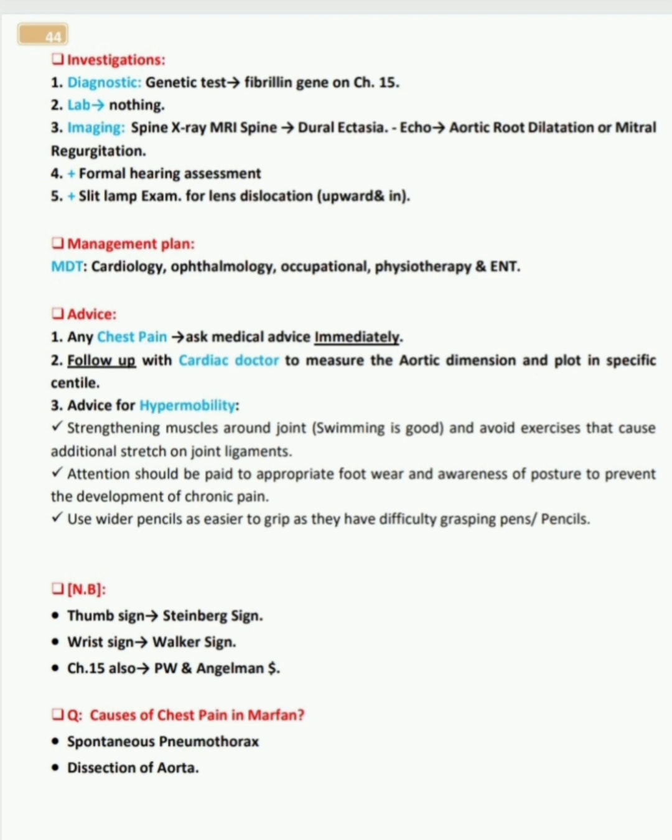Note, the important positive signs we find in Marfan syndrome I already discussed. These are thumb sign, positive Steinberg sign, and wrist sign, another name is Walker sign. Chromosome number 15 we also find in Prader-Willi syndrome and Angelman syndrome. So what are the causes of chest pain in Marfan syndrome? We already know, that is spontaneous pneumothorax and dissection of the aorta. So the cause of chest pain in Marfan syndrome is spontaneous pneumothorax and dissection of aorta.